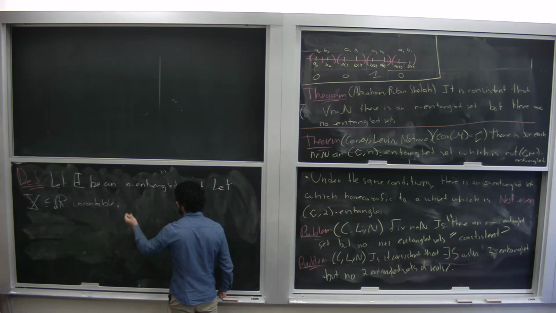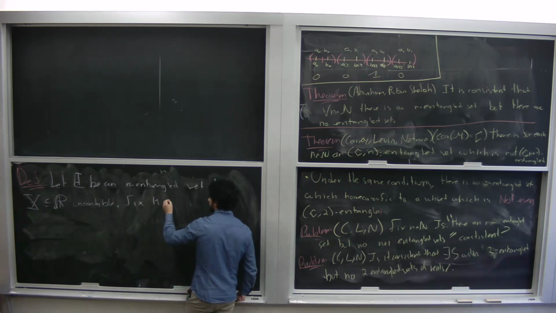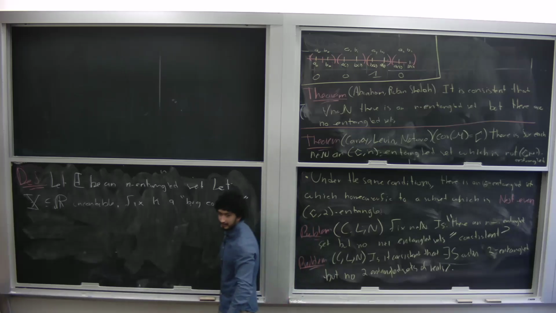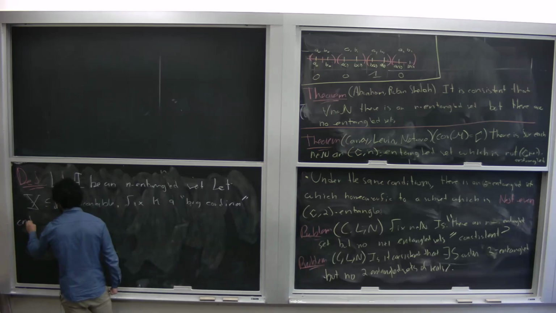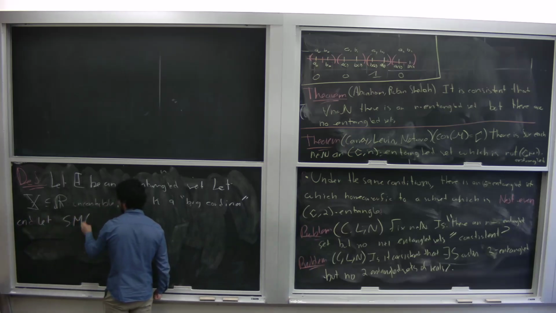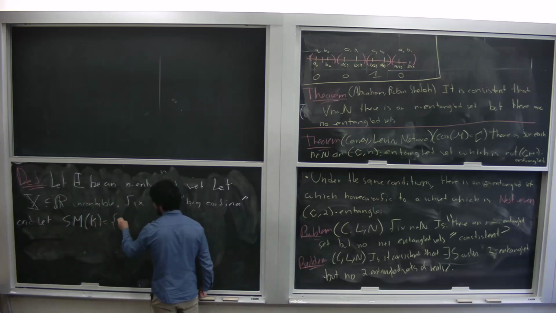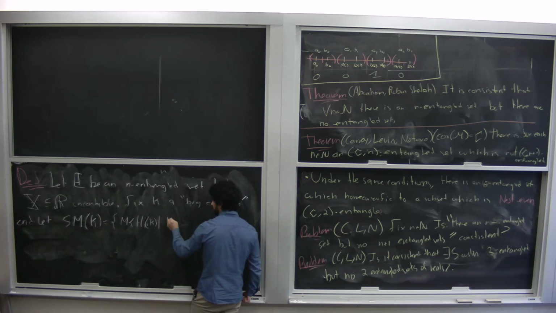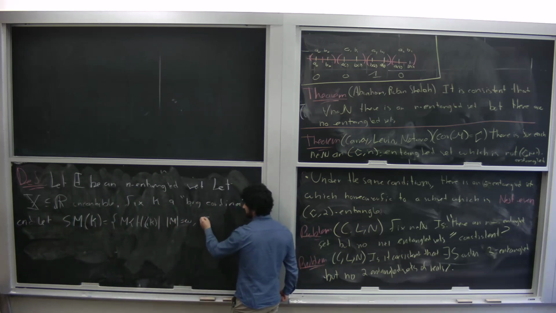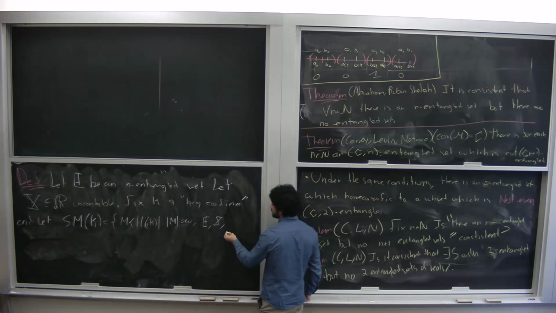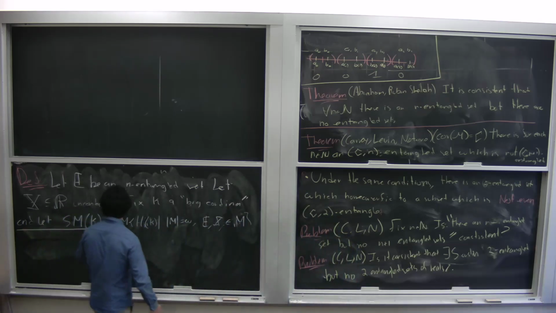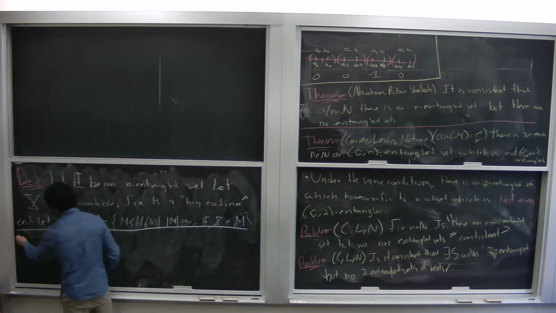So fix kappa, a big cardinal. And let S_M of kappa be the collection of all elementary submodels M of H of kappa such that M is countable and all the objects of interest, X and E, are in there. And that's it. So, the definition.